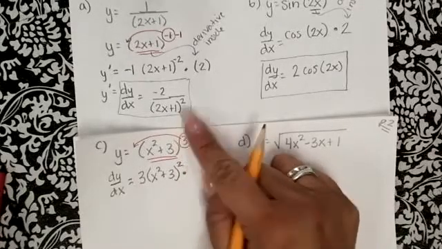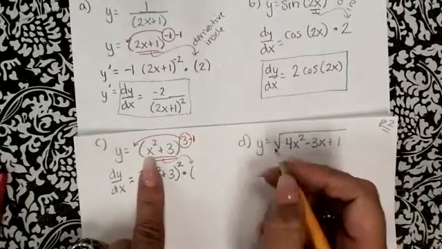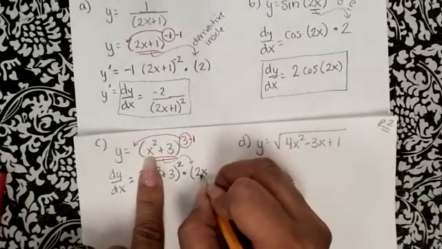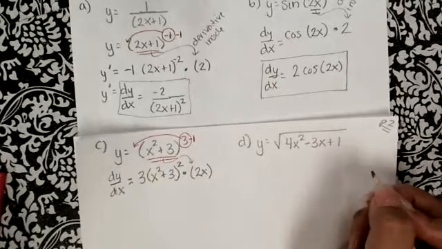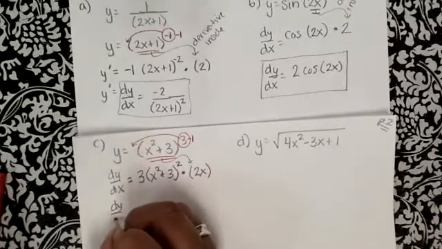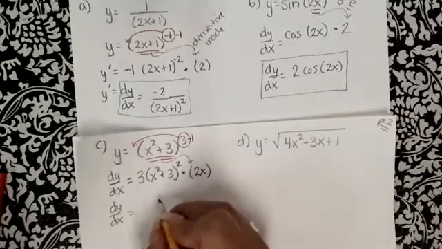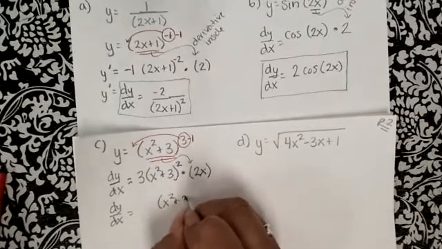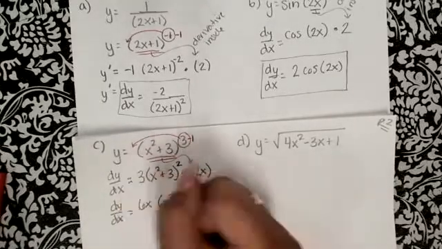Now I have to take the derivative inside. The derivative of x squared is going to be 2x. And then the derivative of 3 is going to be 0, so I don't need to put that there. On a multiple choice test, this is squared, so leave this alone: x squared plus 3 squared. But you can multiply these: 3 times 2x, which is 6x.